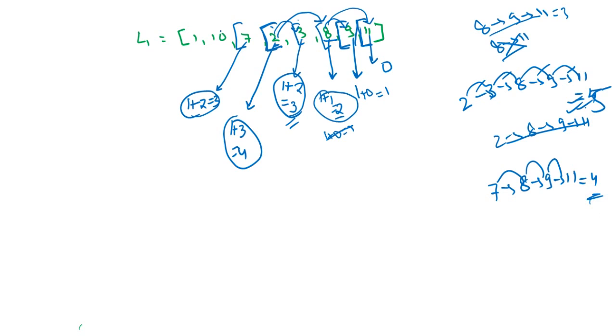At 10, how many elements are greater than 10? So I will check: is 7 greater than 10? No. 2, no. 3, no. 8, no. 9, no. Then we found 11. Yes, 11 is greater than 10. So I will update the value with plus 0, because there are 0 elements greater than 11. So its value will be 1.